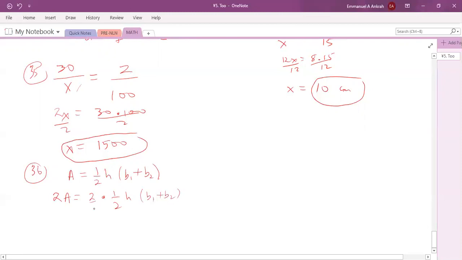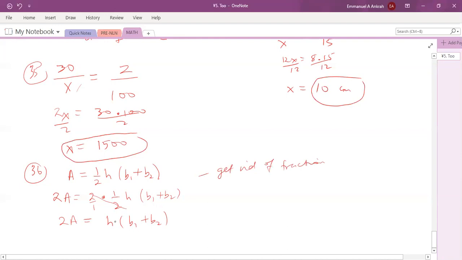So I can do 2 over 1. Okay, so this will cross out. So you just have H times B1 plus B2 is equal to 2A. Correct. Okay, so we've gotten rid of the fraction. So first, get rid of the fraction. Multiply by reciprocal. Okay, all right.